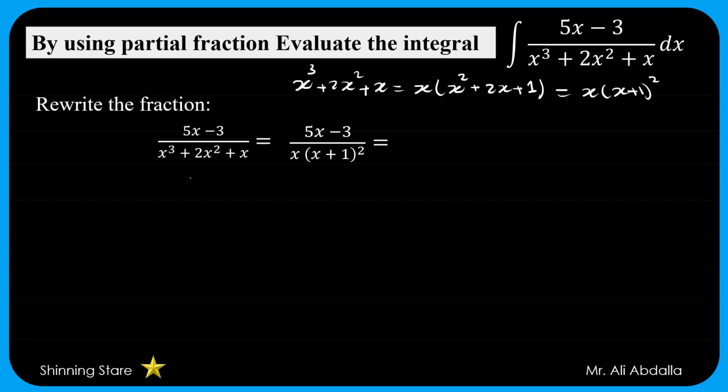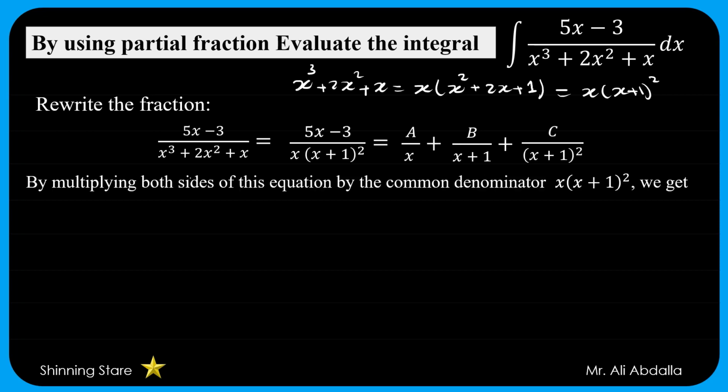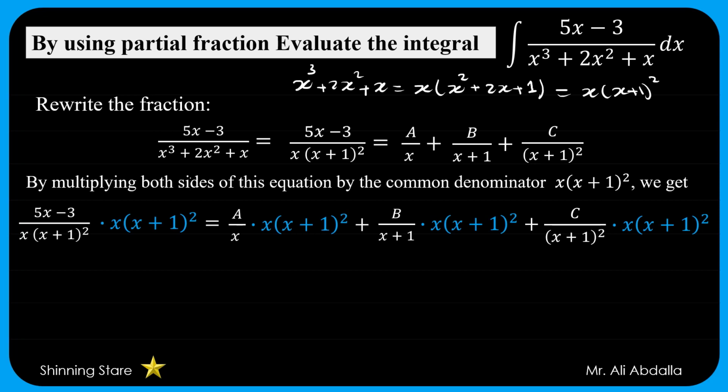Here we have a repeated linear factor. Then we can rewrite this fraction as partial fractions as follows: A over x plus B over x plus 1 plus C over x plus 1 to the power 2. By multiplying both sides of this equation by the common denominator x times x plus 1 to the power 2, we can simplify and we get 5x minus 3 equals A times x plus 1 to the power 2 plus Bx times x plus 1 plus Cx.